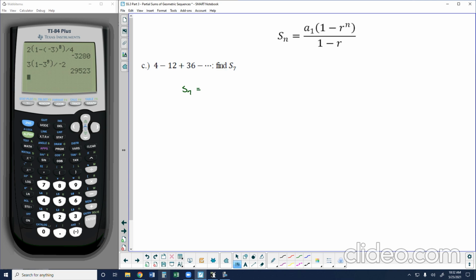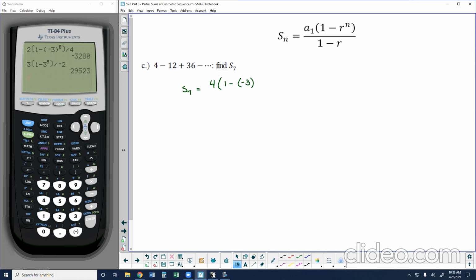So the first term is given to us explicitly there. It is 4. Then in parentheses, I would have 1 minus my ratio. My ratio in this case, we see, moves from 4 to negative 12, then negative 12 to 36, and then to some other negative number. So we can see a consistent sign change here. I can also multiply by 3 to change those numbers. So if I multiply 4 times negative 3, that's negative 12. Negative 12 times negative 3, that's positive 36, and so on and so forth. So my ratio here is negative 3.